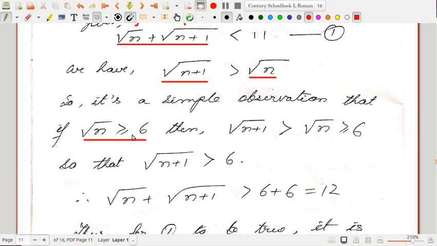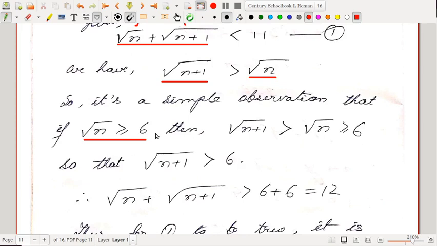If root n is greater than or equal to 6, then root over n plus 1 is also strictly greater than 6. And if you add them up, this sum is greater than 12. But we want the sum to be less than 11. That means root n cannot be greater than or equal to 6. Okay, so our domain of the solution has become very small now.